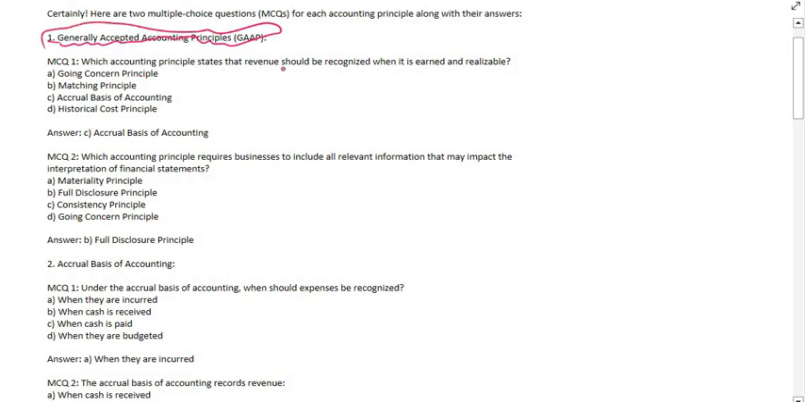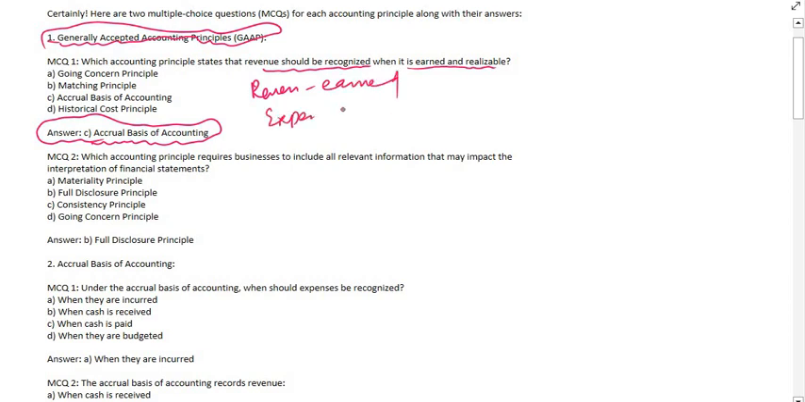Which accounting principle states that revenue should be recognized when earned and realizable? According to the accrual concept, you have to recognize revenue and expenses when you earn the revenue and when you incur the expenses, in the period and at the time when you earn or incur them, regardless of their actual cash flow.